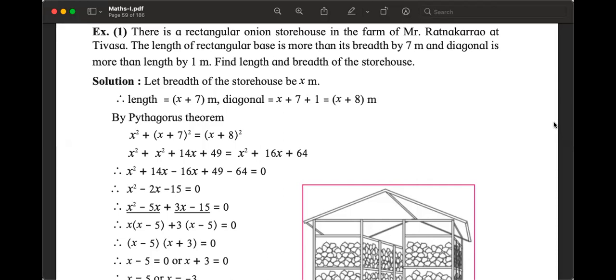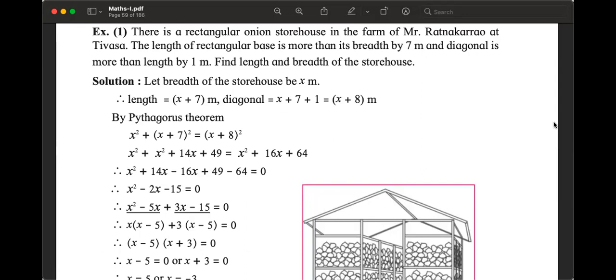In the farm of Mr. Ratnakar Rao at Tivasa, it doesn't matter who the farmer is or what the place is. The length of the rectangular base is more than its breadth by 7 meters. So if the breadth is x, the length is x plus 7. And the diagonal is more than the length by 1 meter. So the diagonal will be x plus 7 plus 1, that is x plus 8. The question is, find the length and breadth of the storehouse.